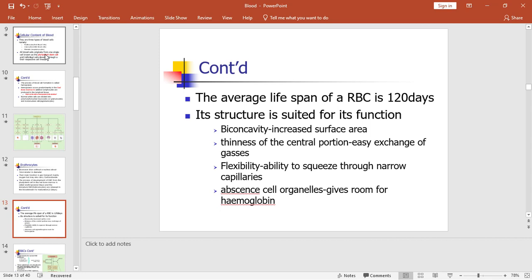In addition, apart from not having a nucleus, the red blood cell also lacks some of the organelles that we learned about in a basic cell. This also enables it to have that large amount of heme, so that it can effectively transport oxygen and carbon dioxide.